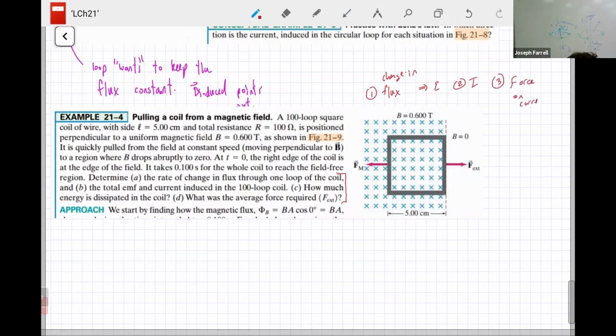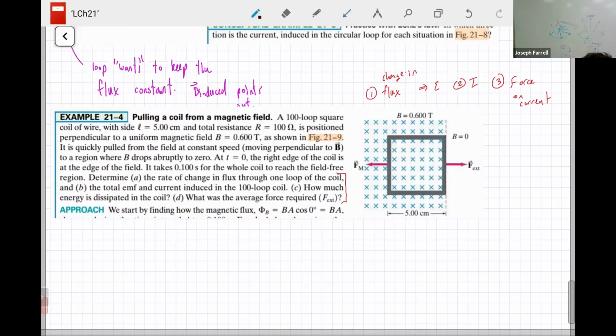So it's definitely a feedback loop where pulling it out causes the change in flux, which causes the EMF, which causes the current, and then you have a current in a magnetic field, and then there's a force. And so it's going to feel instantaneous to the person trying to pull this coil out of the field.